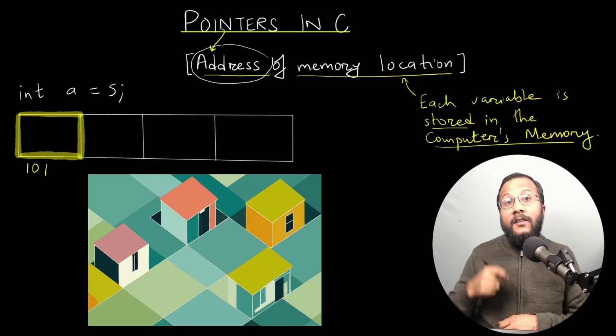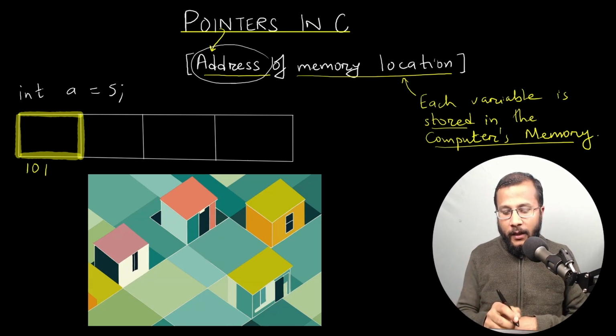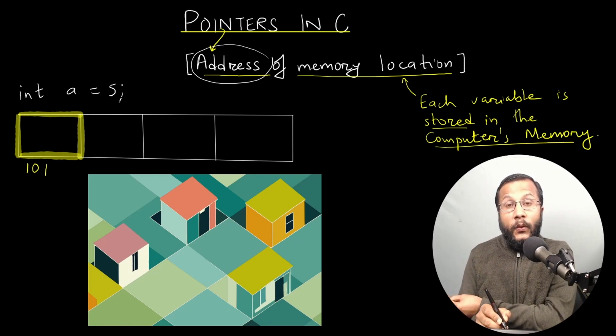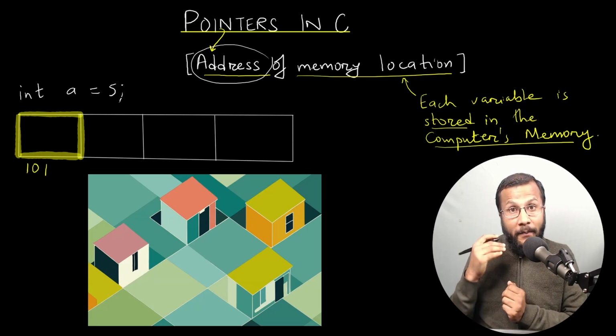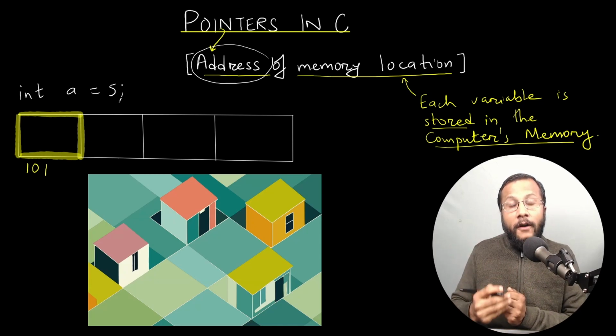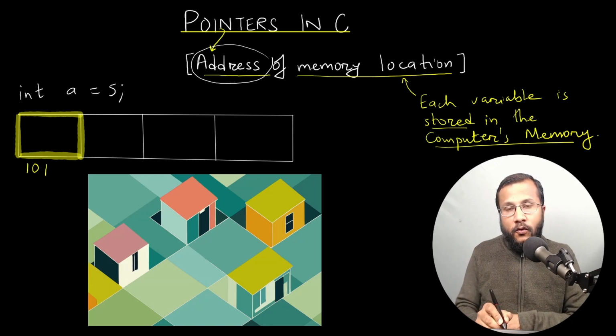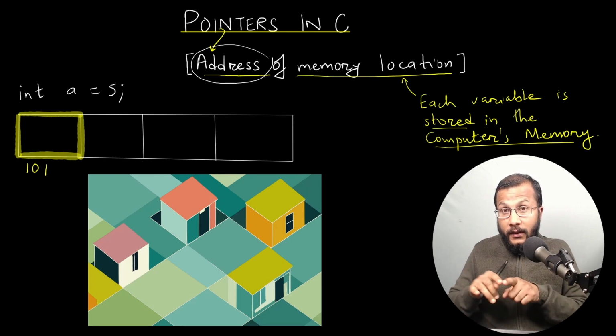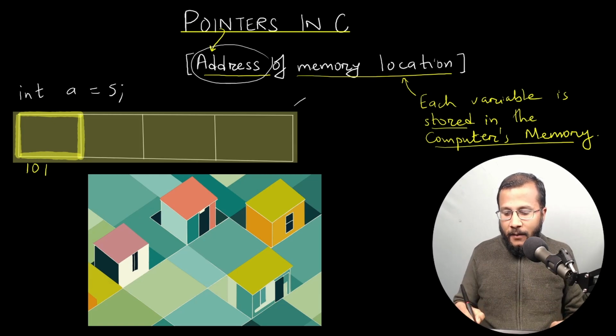Whenever you create a variable, let's say you create a variable int a = 5, this variable would be stored in the computer's memory. Whenever I say computer's memory, I mean the primary memory or the RAM, random access memory. So this variable a would be stored in the RAM. The RAM is capable of holding this variable a, so it will create a space in the memory to store it. Let's say this is the portion of the RAM.